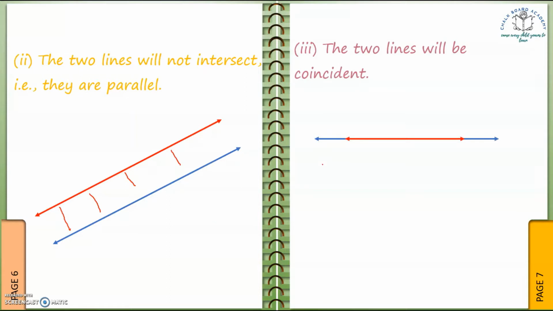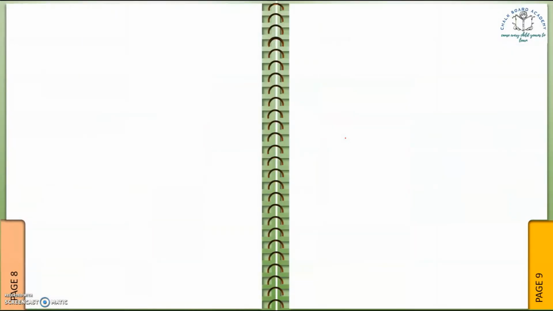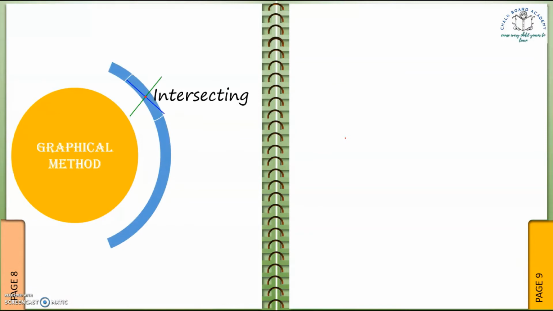In this example, we can see there is one line denoted by blue, and then we have another line denoted by red. Both are on each other. Now moving forward, let's look into the graphical method. Graphically also we can identify intersecting, parallel and coinciding lines, because on a graph we are drawing the lines out of these equations.